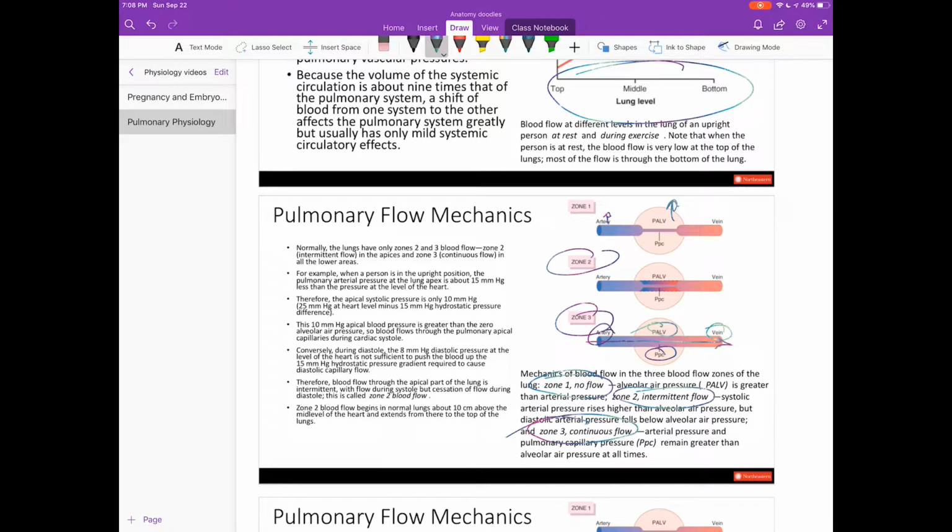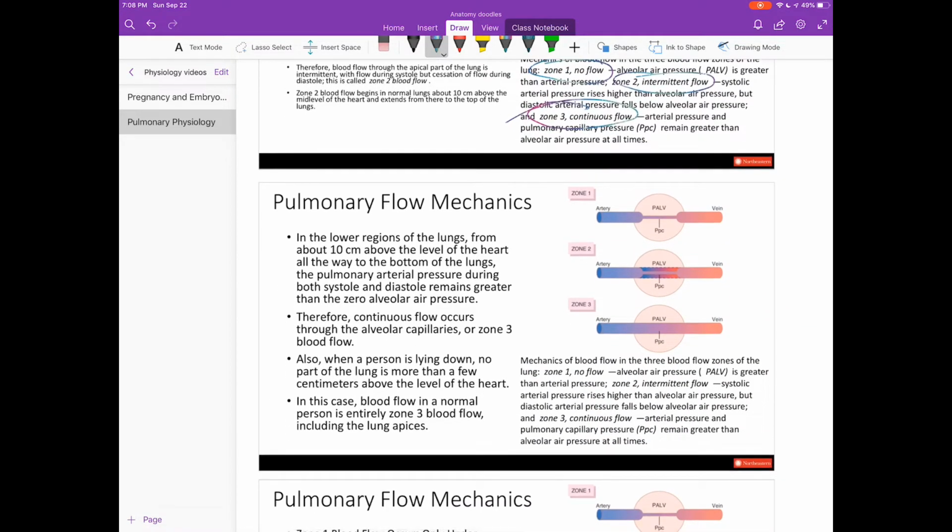Okay, so why does that make a difference? Let's go to a clean figure here. Basically, the bottom line is that your lungs are always going to be in zone 2 or zone 3 flow mechanics right here. Okay, and one of the things to keep in mind is what's noted in the text to the left. In the lower regions of the lungs, because you have more blood flow through there, and that's what you're using more often, you're going to be in a zone 3 flow almost all the time.